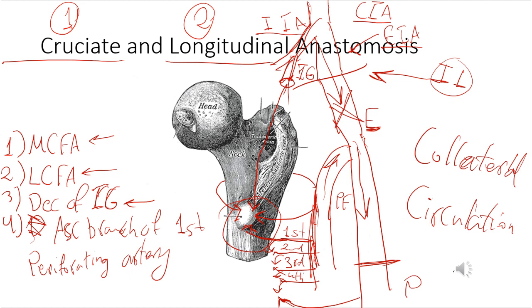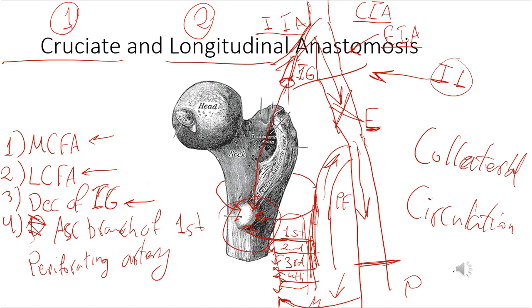So it's between the descending branch of the first with the ascending branch of the second, and so on and so forth. And you get the point. It's just between the four perforating arteries and the muscular branch of popliteal. So this is the muscular branch of popliteal.